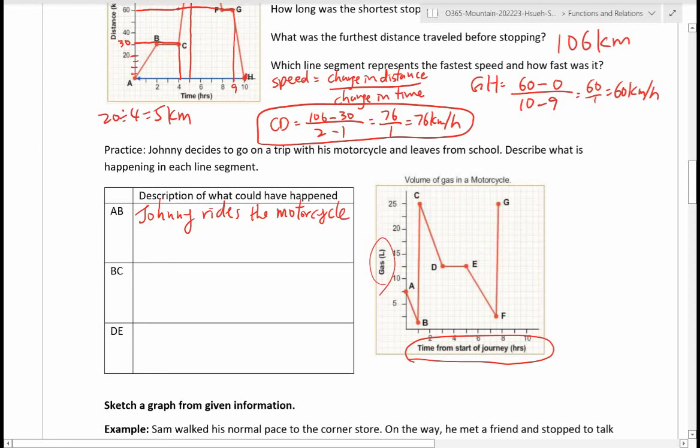Well, actually, this is a good point right here. Where did he go? If you think about B to C, what happened here? You can see the amount of gas in the motorcycle increased by a lot in a very, very short amount of time. What does that mean? Well, it means he went to the gas station. So Johnny rides the motorcycle to the gas station.